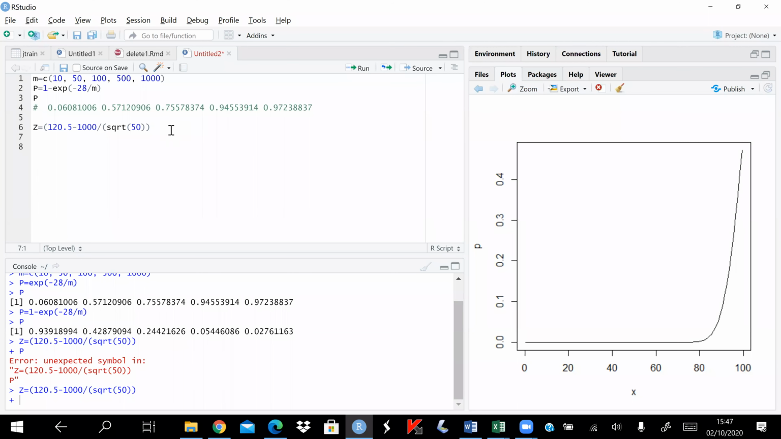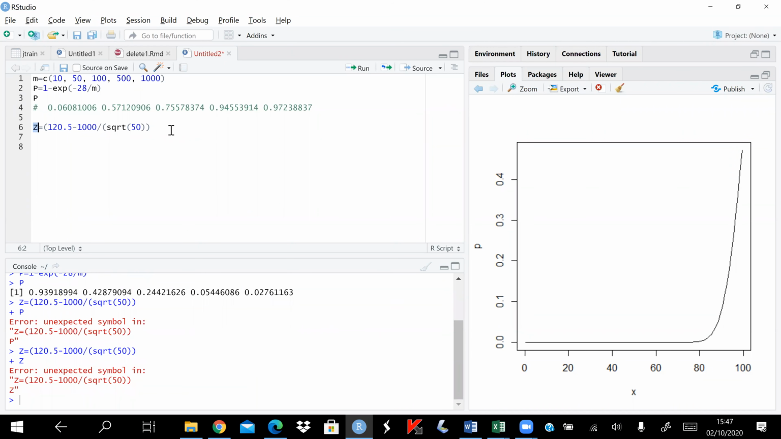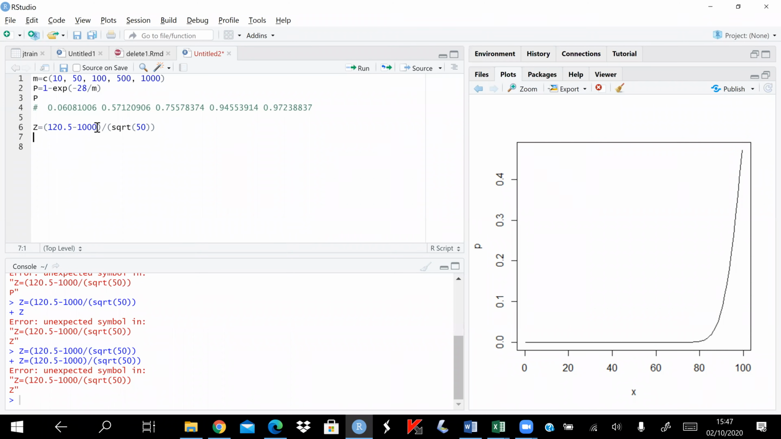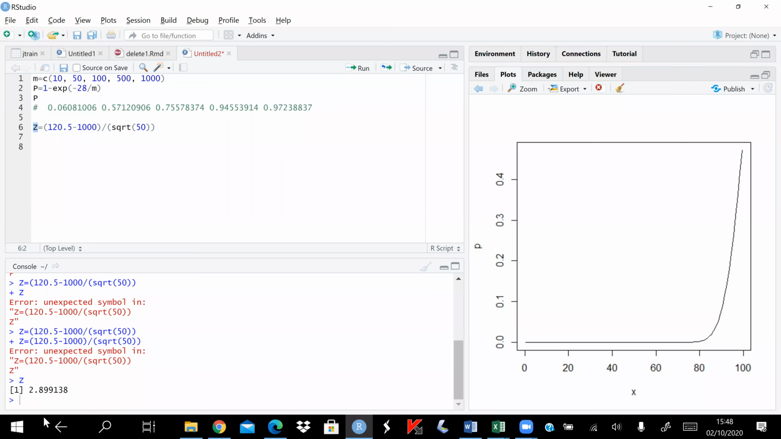So what is the value of Z in this case? We are getting, something has not happened. Okay, there's a bracket which is missing somewhere. Do you guys know how to use R? Yeah, 2.8998991. So this is our Z statistic.